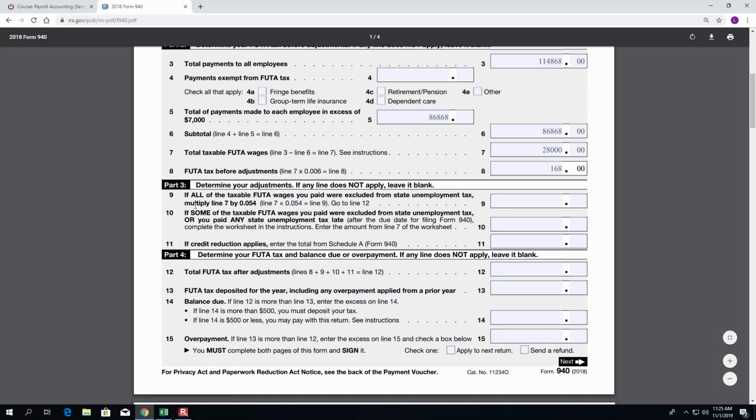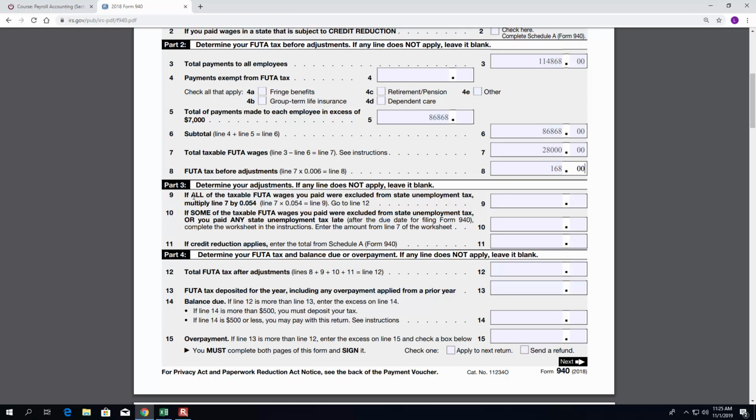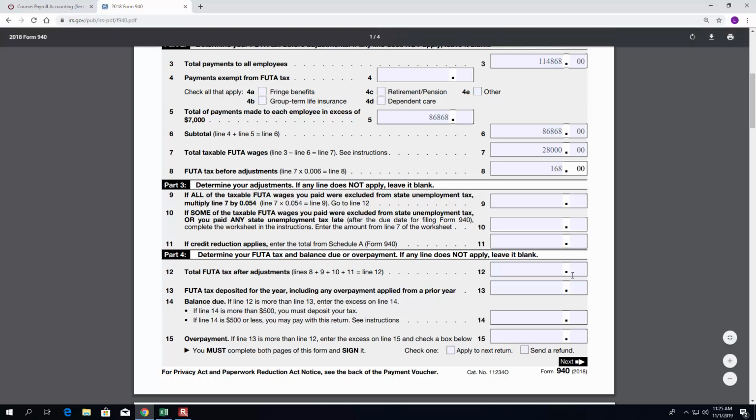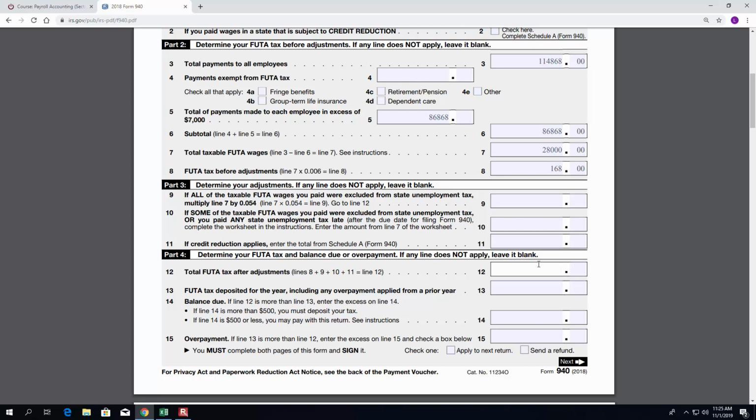We're not going to get anything complex, so we're not going to have any adjustments. You could have a credit reduction, et cetera, but we're not going to have any in our easy examples. We're just trying to get a basic tax return under our belt. So total FUTA tax after adjustments, line 8 plus 9 plus 10 plus 11. Well, obviously that's the same number, right?